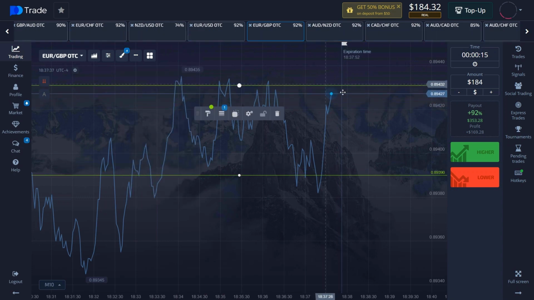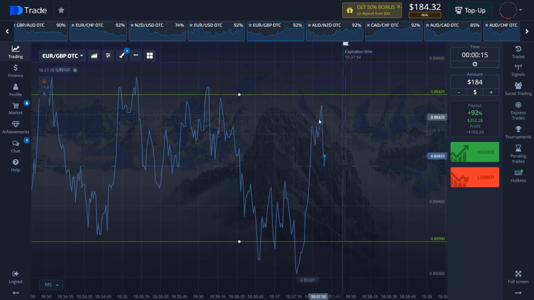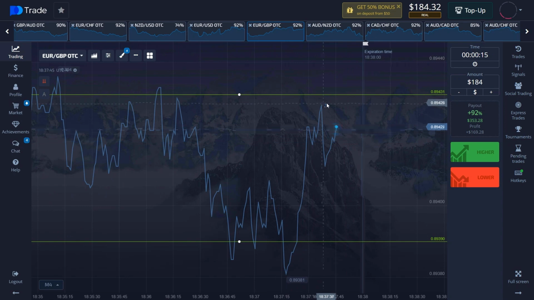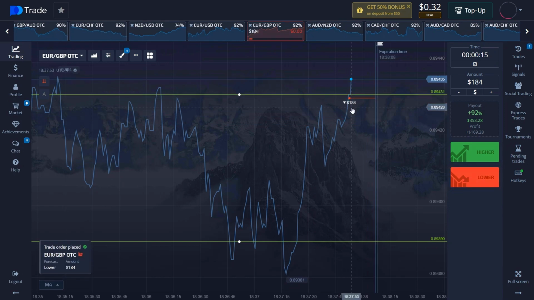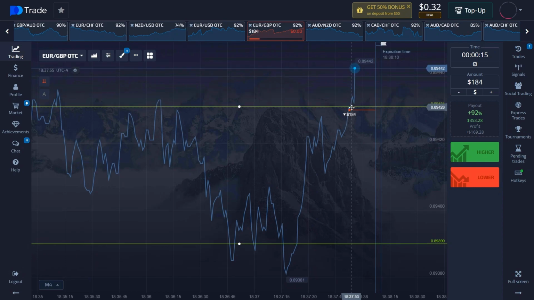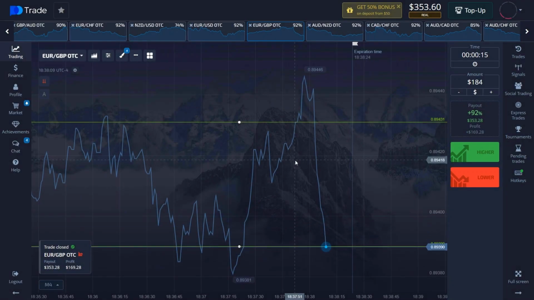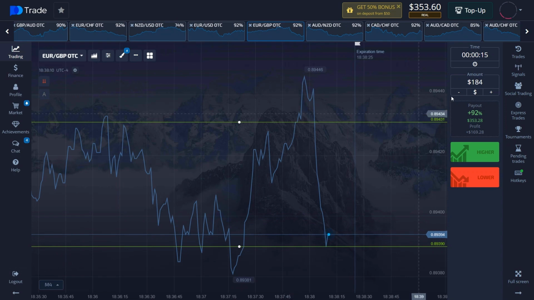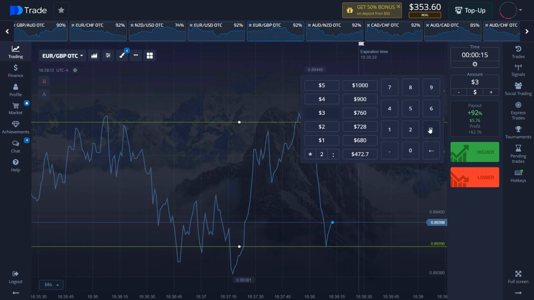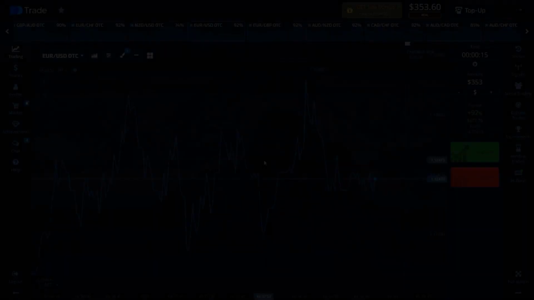Now let's move on to the next asset and first set all the necessary levels. We see that the price of the asset is moving from level to level, which means we will wait for the resistance level and open a sell trade. Excellent result, friends. Again we got a plus on the asset. Now we have $353 on our balance sheet.